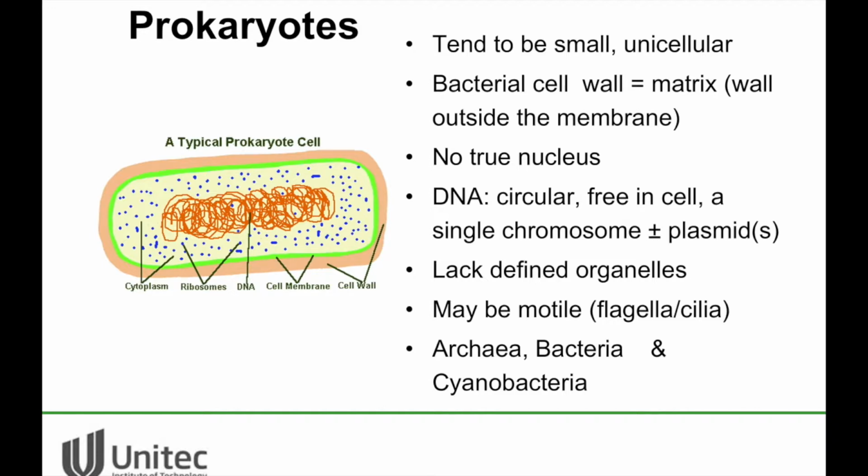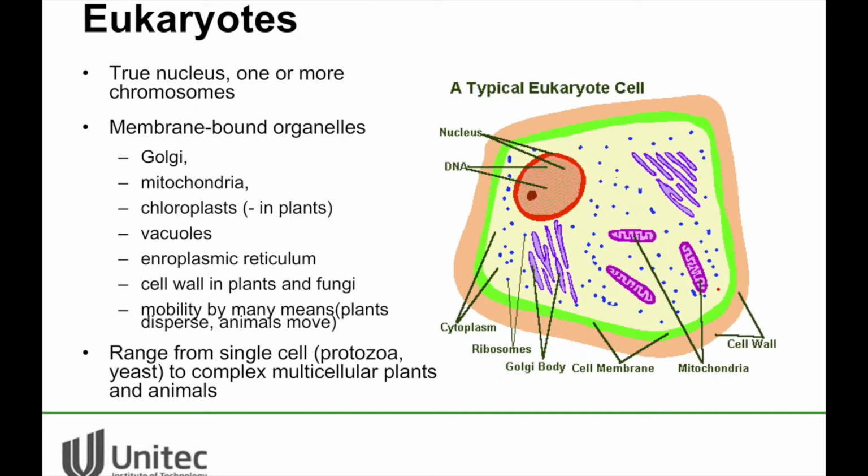They don't have defined organelles. That's a feature of them. So they lack defined organelles. They can be motile, so they could have flagella or cilia. And examples of these include the archaea, bacteria, and cyanobacteria. So archaea sit in the middle between bacteria and eukaryotes.